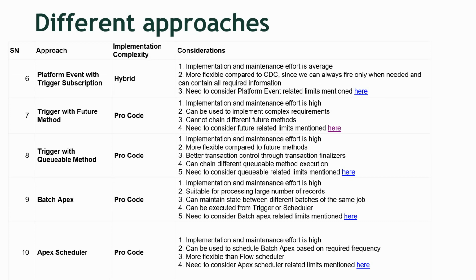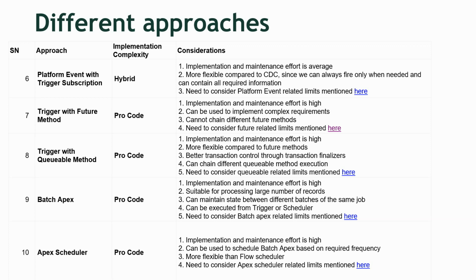Now, the sixth approach is platform event with trigger subscription. We have seen platform event with flow subscription as the third option. Now, this is very similar, but here we are going to subscribe to a platform event using a trigger. Again, this is a hybrid approach. The implementation and maintenance effort is average, but this is more flexible compared to CDC because we will be able to define our criteria and what all fields need to be referenced or reflected when a record change is getting updated.